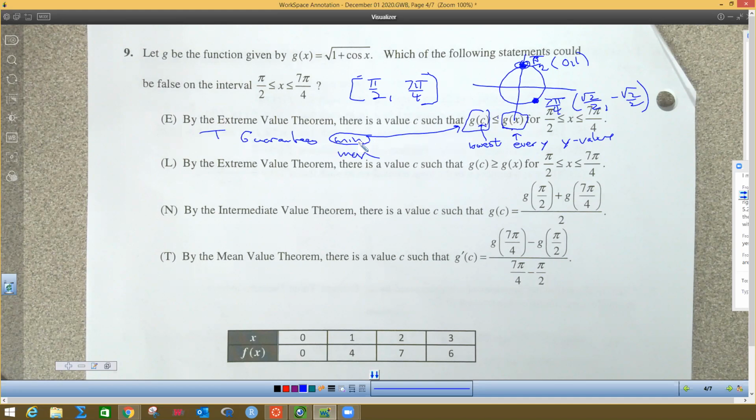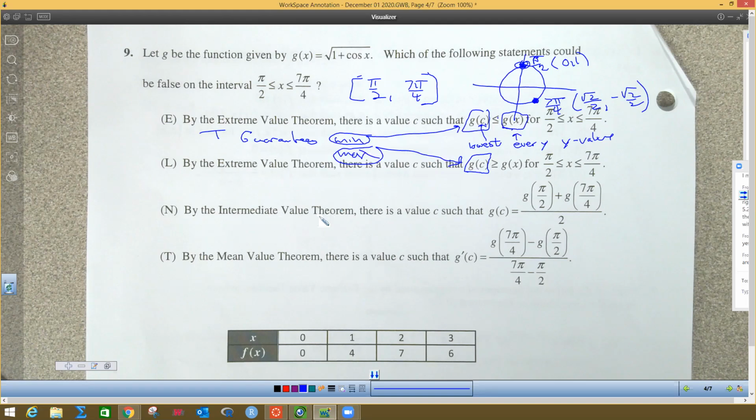This one is true because it says we're guaranteed a minimum. Then this one says, are we guaranteed that there is some point that's greater than or equal to every one of these? It says equal to because the highest point will equal the highest point in the graph. Is that one true? Yes, because that is the maximum point right there. So this says we're guaranteed a minimum, and this one says we're guaranteed a maximum, which is what the extreme value theorem says.